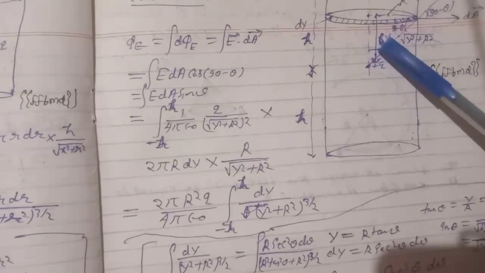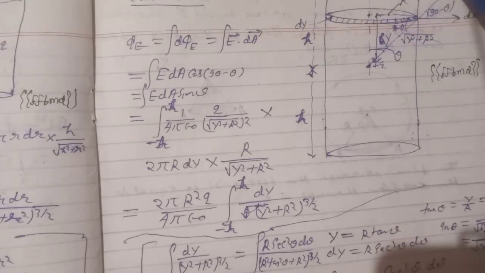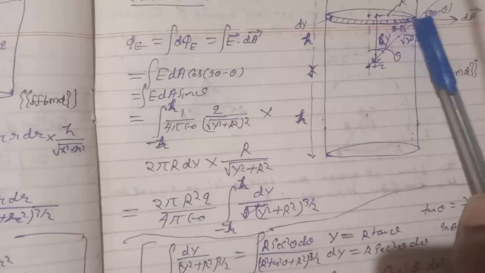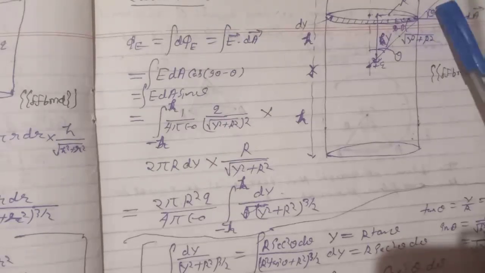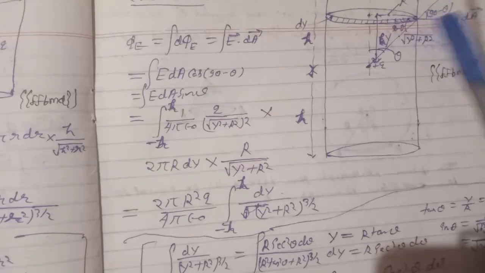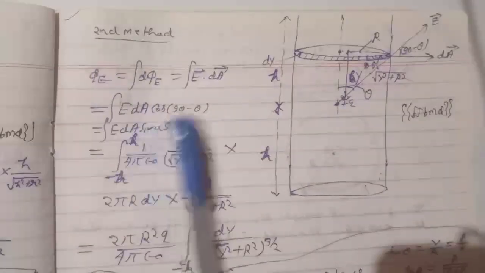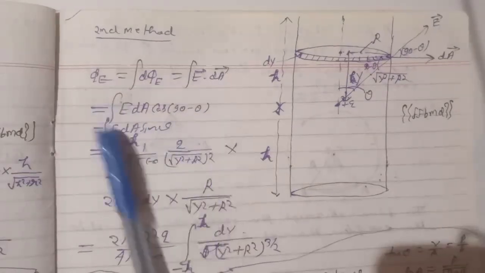And now if this is theta, then this will be 90 minus theta. So the electric field and the area vector will be in this direction. The angle between the electric field and the dA vector is 90 minus theta. Now we can calculate using the same method. Phi equals integration d phi, integration E vector dot dA, integration E dA cos of 90 minus theta, integration E dA sin theta.